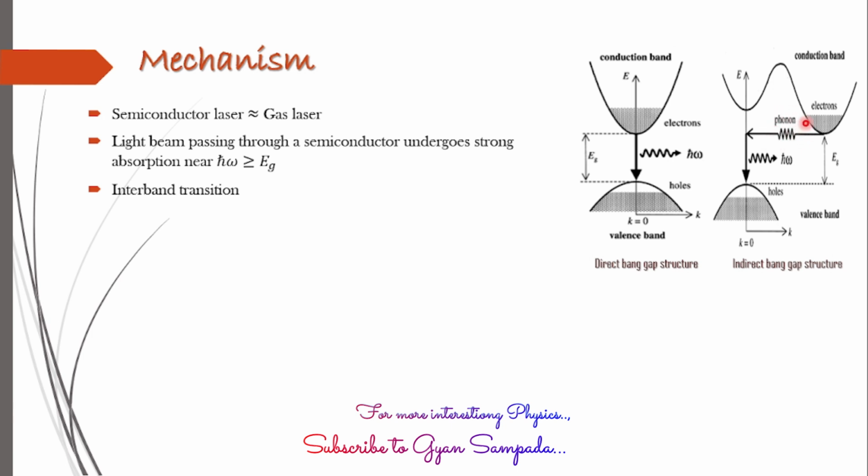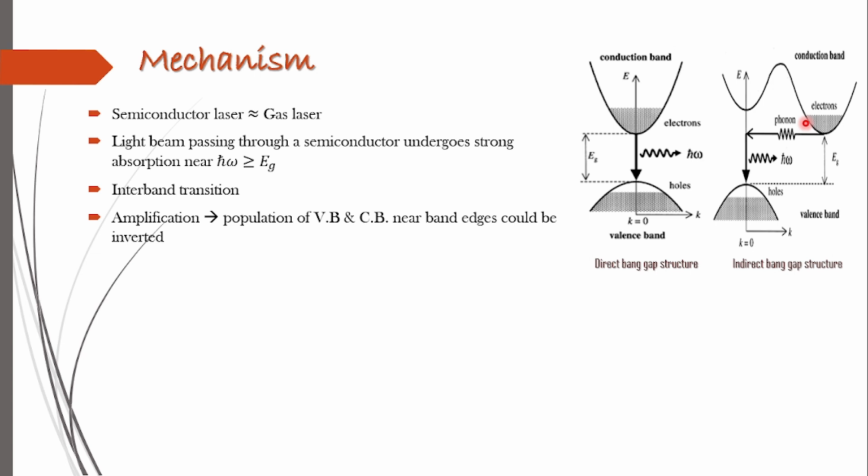In detail, we have studied this under band structure as well as during studying absorption in case of semiconductors. So thus the amplification should be possible if the population of valence band and conduction band near the band edges could be inverted. So for that we should understand for which type of semiconductor what is the nature of bands, whether they are direct or indirect band gap semiconductors. So this especially explains the population inversion arrangement in semiconductor suitable for laser action.